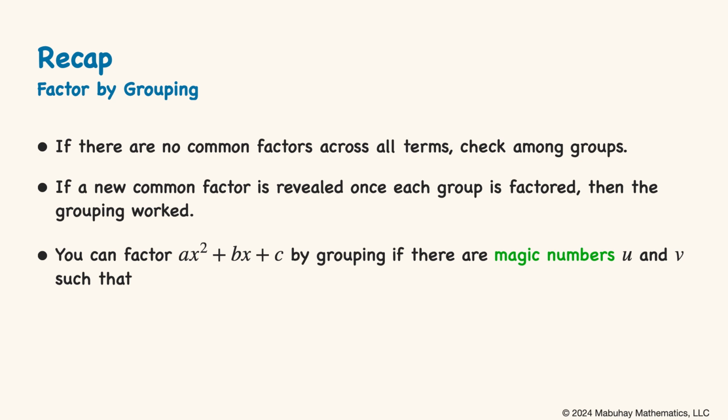Specifically, if you want to factor a quadratic, ax squared plus bx plus c, then you need to find a pair of magic numbers such that the product of the magic numbers equals the product of the leading coefficient and the constant term, and the sum of the magic numbers equals the coefficient of the linear term.